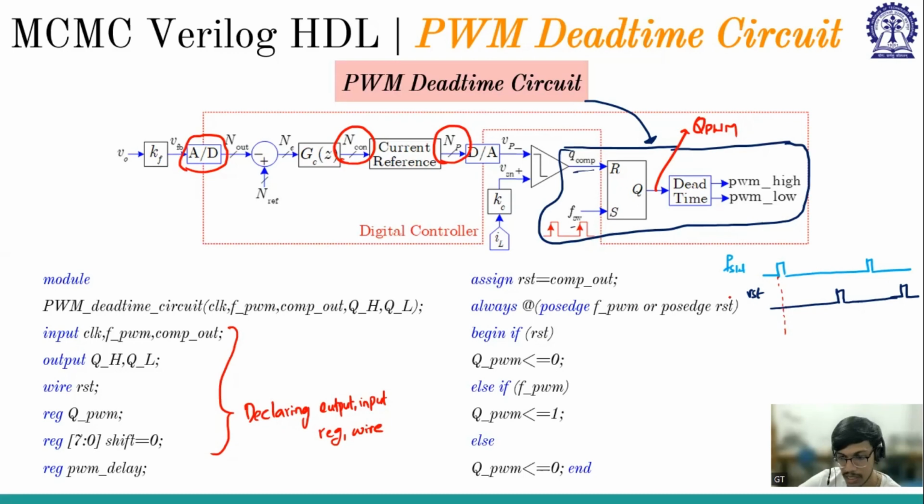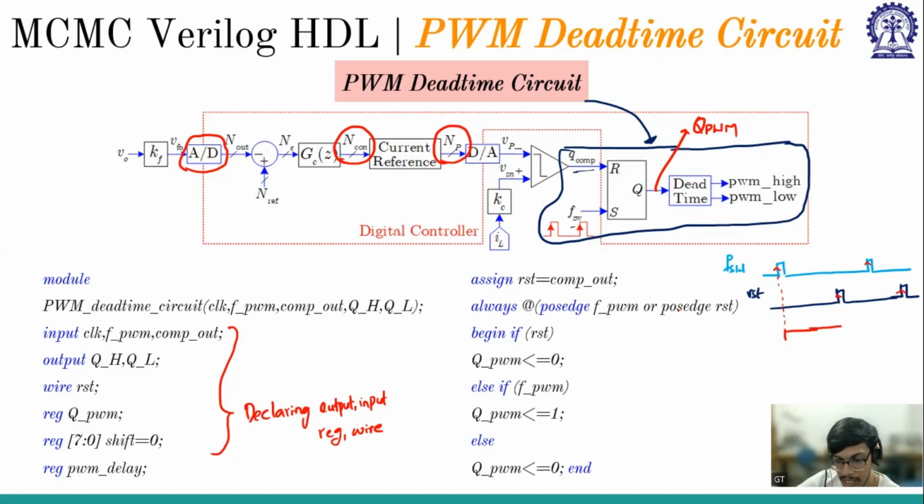Begin, if reset. If reset means if reset is 1. Is reset 1? No, reset is 0. So else if FPWM. Is FPWM, that is FSW, 1 or not? Yes. So QPWM is set to 1. Up to what point is it set to 1? Up to that point, it again enters this function. Now, until it sees another positive edge on FPWM or another positive edge on reset, it will be 1. So until this point, it remains 1.